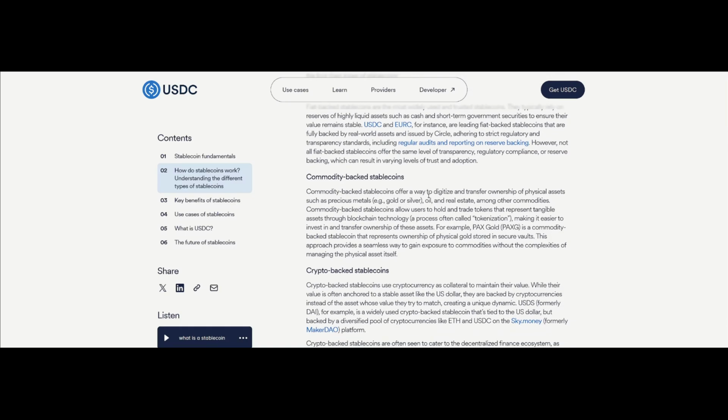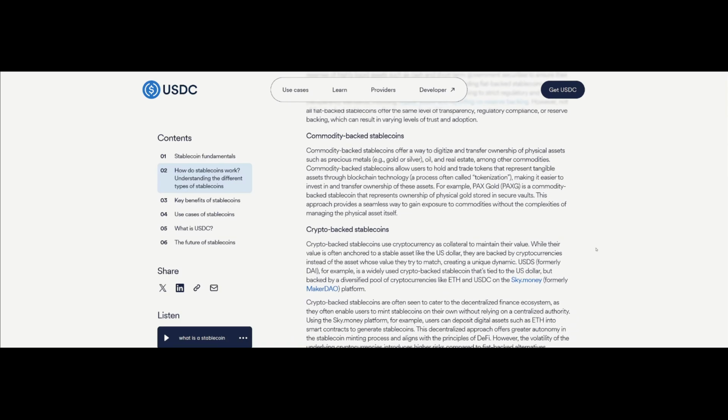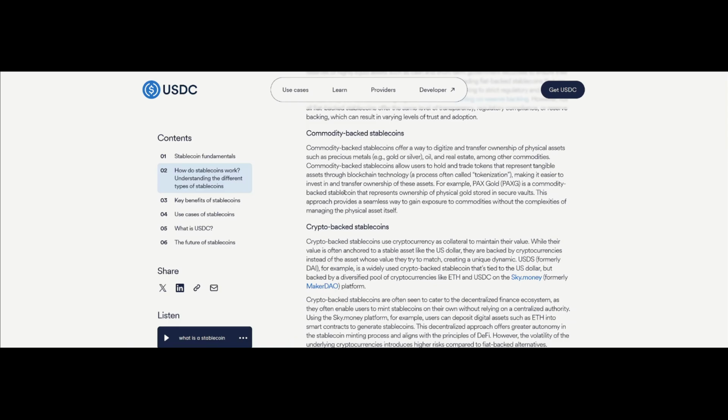Commodity backed stablecoins offer a way to digitize and transfer ownership of physical assets such as precious metals, gold, silver, oil, real estate, among other commodities. Commodity backed stablecoins allow users to hold and trade tokens that represent tangible assets through blockchain technology, a process often called tokenization, making it easier to invest in and transfer ownership of these assets.